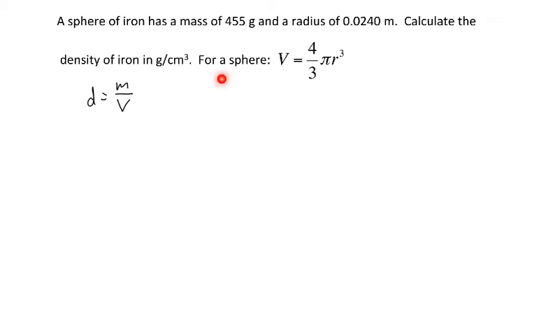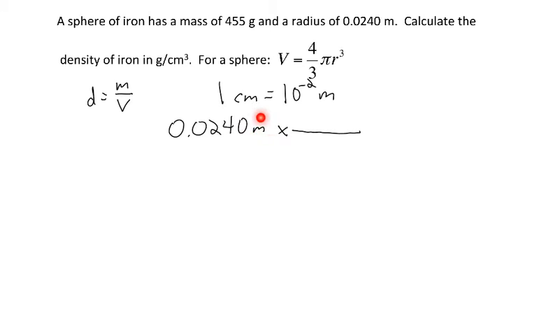So we know that one centimeter is equal to 10 to the minus 2 meters. So to do my unit conversion, because I'm starting with meters, I need to have meters down here. So when I look at my conversion factor, here's where the meters are. So the 10 to the minus 2 stays with the meters. The 1 centimeter goes on top. So my meters cancel with meters. And when I plug this into my calculator, I get that that is 2.40 centimeters. So now I can use my radius in centimeters with this equation and get the volume.